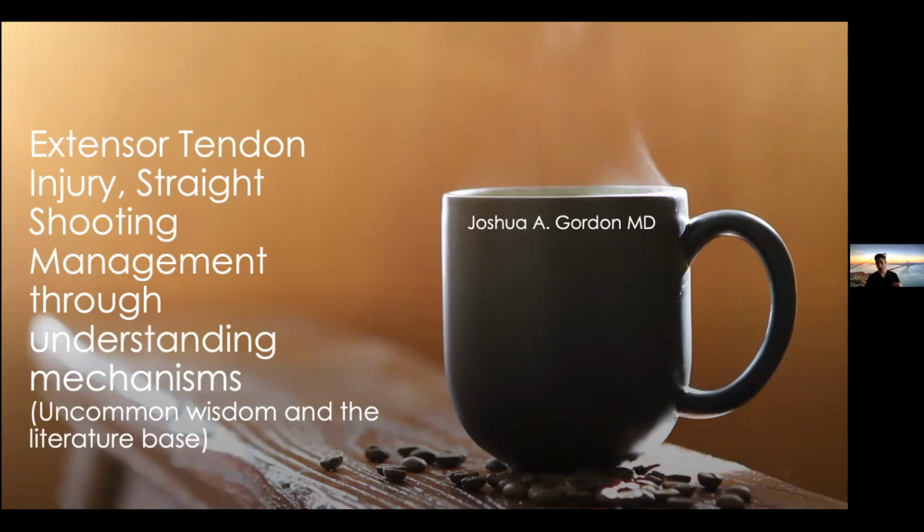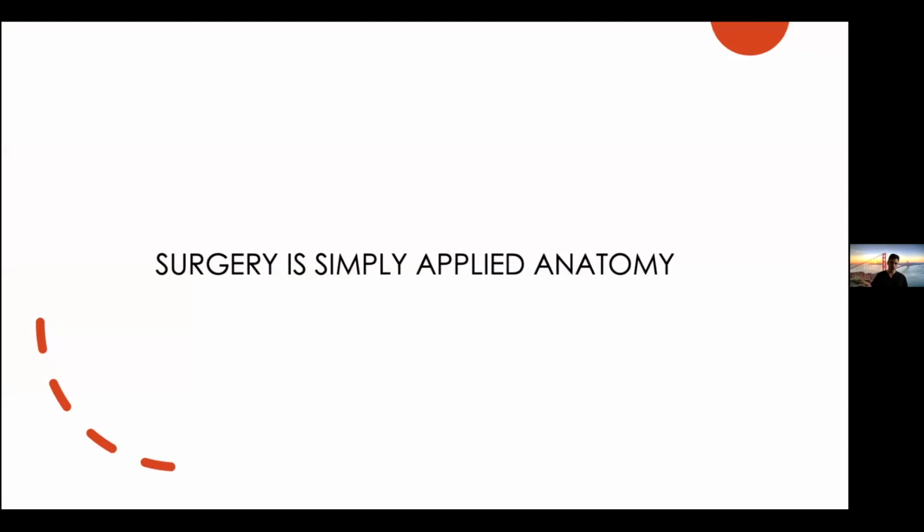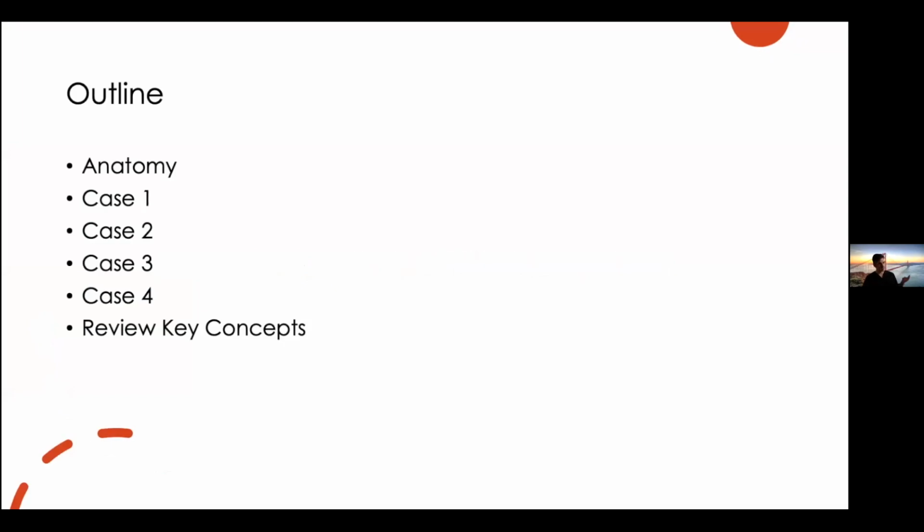Dogma can be important, and common wisdom is also very valuable, but I'm going to talk about some of the things where I might have subtle disagreements with some dogma. First of all, surgery is simply applied anatomy, and I think this is a case in point when it comes to the extensor tendons. The system is quite complex, but understanding the anatomy behind it is really key to understanding the pathology and also treating it. So just quickly, I'm going to go through not a lot of anatomy. I know this is case-based, but just so that we have that background and can refer back to it as we go through the cases.